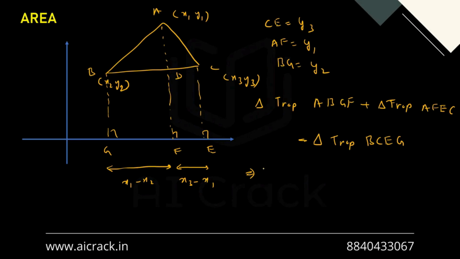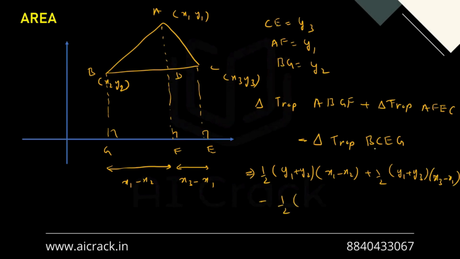ABGF. ABGF would be half times the sum of parallel sides, that would be BG plus AF. BG plus AF would be y1 plus y2 multiplied by the distance between them, that is x1 minus x2, plus half times trapezium AFEC, sum of parallel sides, that would be AF plus CE, which would be y1 plus y3 multiplied by the distance between them, that is x3 minus x1, minus half times the area of trapezium BCEG.